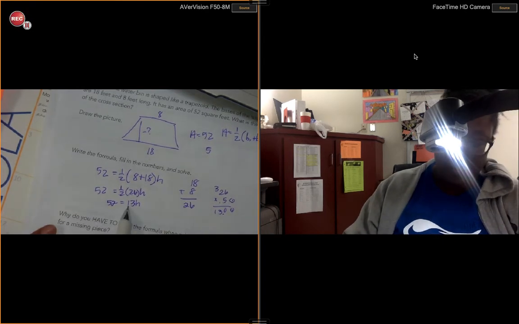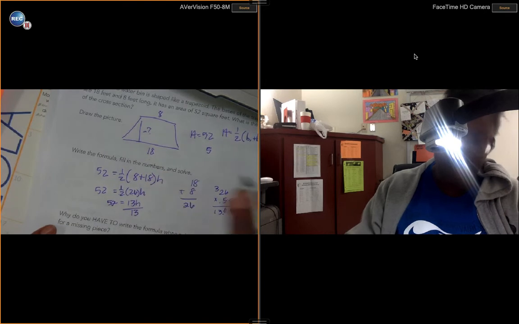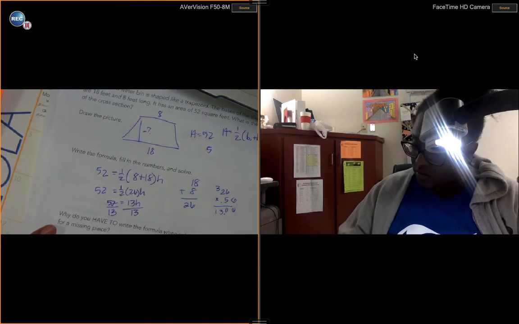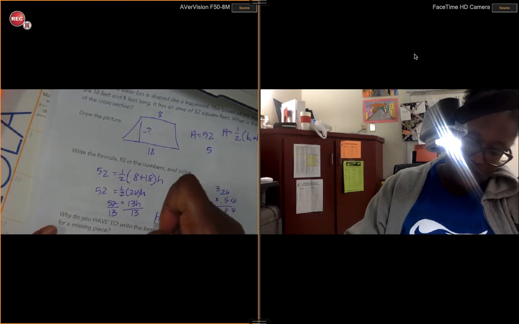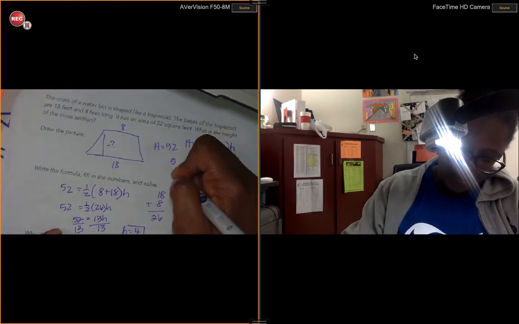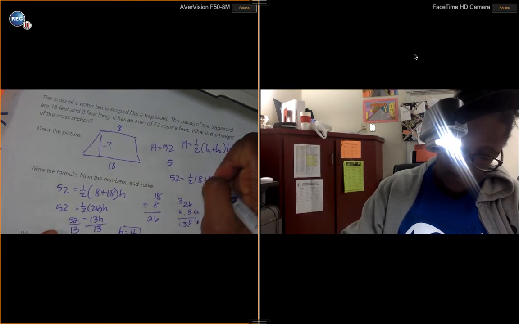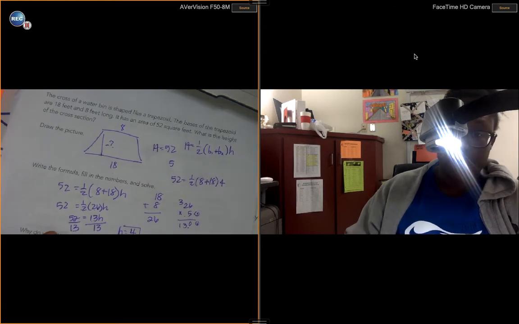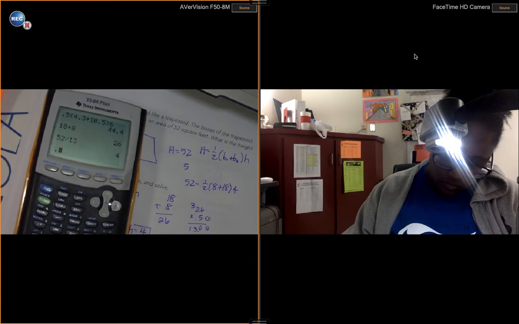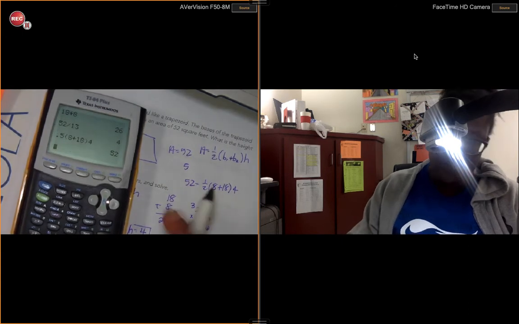Remember, the operation between a number and a variable is multiplication, so I'm going to want to divide by the number attached to the variable. 52 divided by 13 is 4. So then my height would be 4. And I'm going to double check this. If I did 1/2 times (8 plus 18) times 4, I should get 52. So 0.5 times (8 plus 18) times 4, yeah, 52. So I did that one correctly.